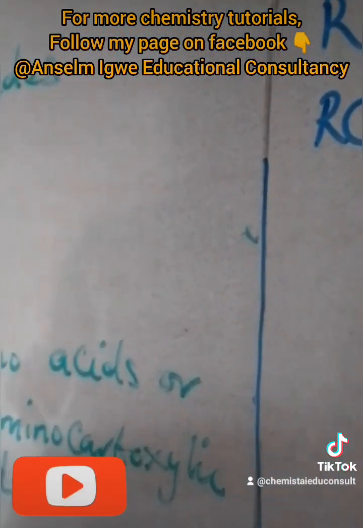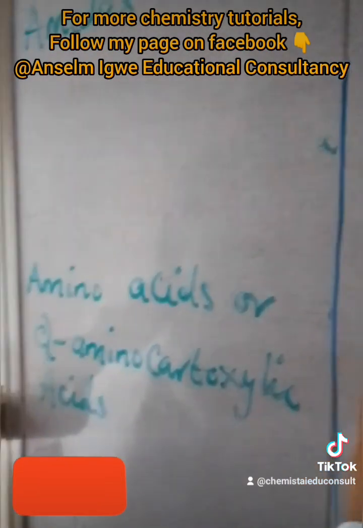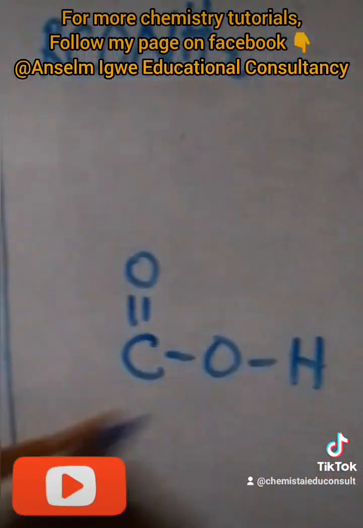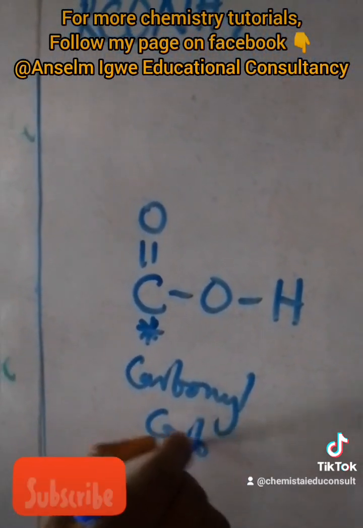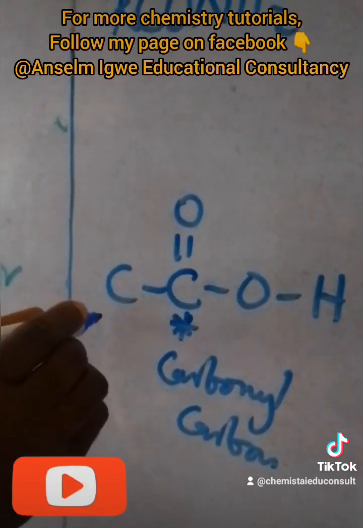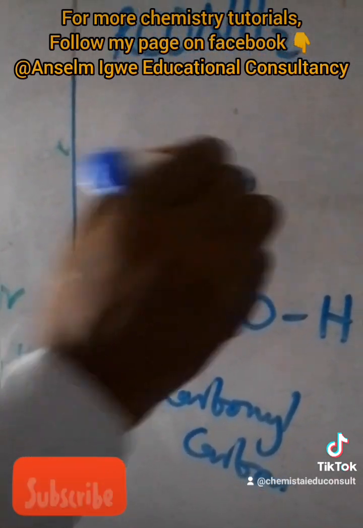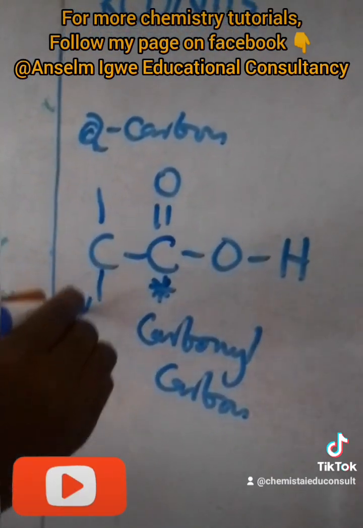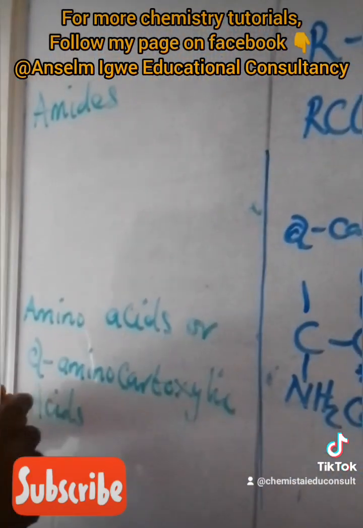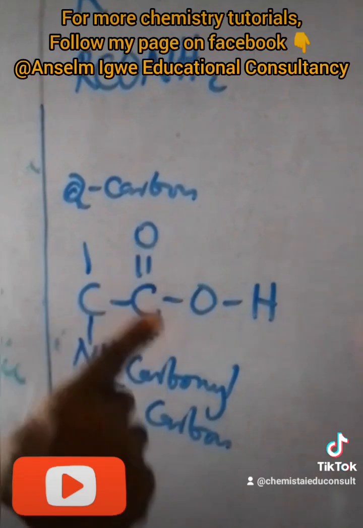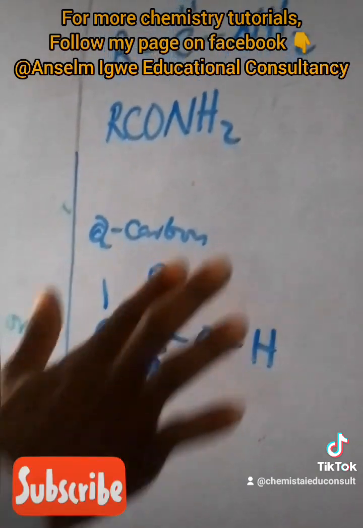Okay, let's come to amino acid. What is an amino acid? Amino acid is gotten from alkanoic acid, COOH. But this particular carbon is called the carbonyl carbon. And the carbon next to it is called the alpha carbon. So, at the alpha carbon, there is an amino group. That is why amino acid is otherwise called alpha amino carboxylic acid. Because carboxylic acid is also alkanoic acid with a long carbon chain.